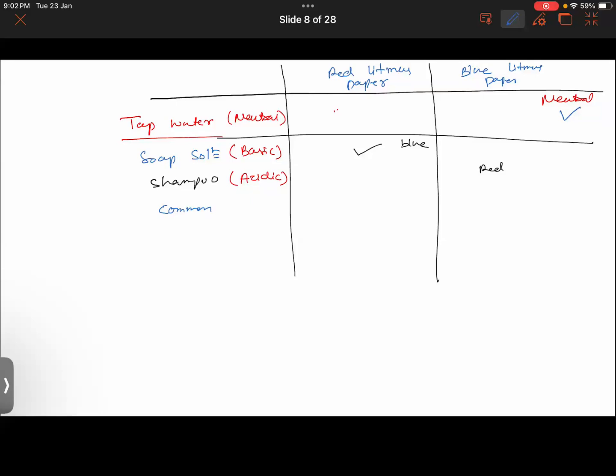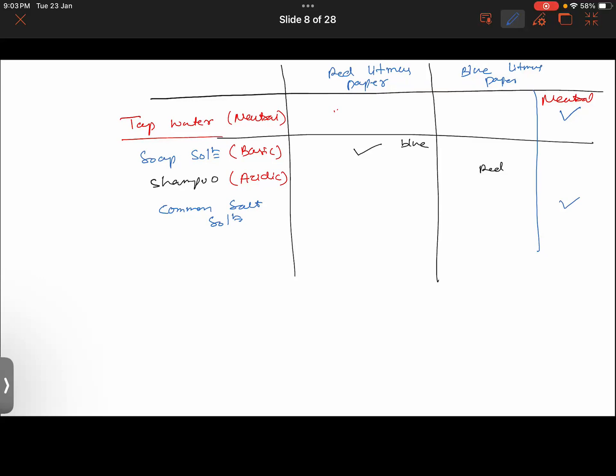Okay, now. Common salt. You have taken common salt solution. So that will change to which color, or will it not change? Sir, it will not change. It will not be changing. Thereby, it will be neutral.